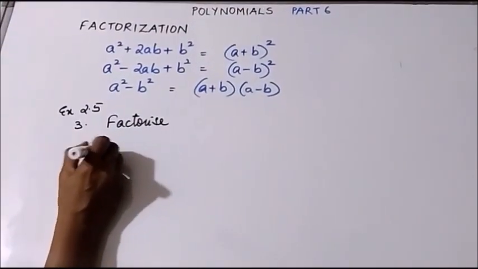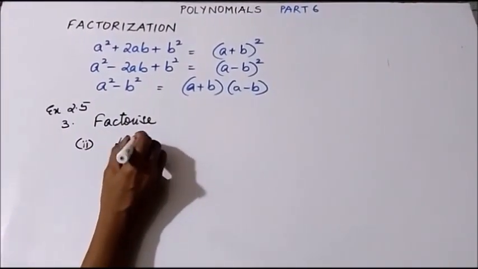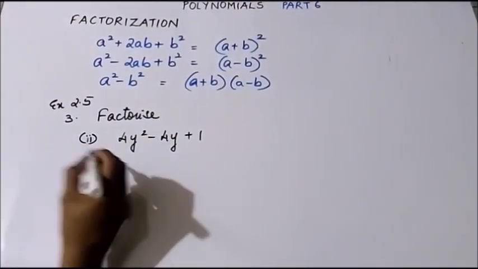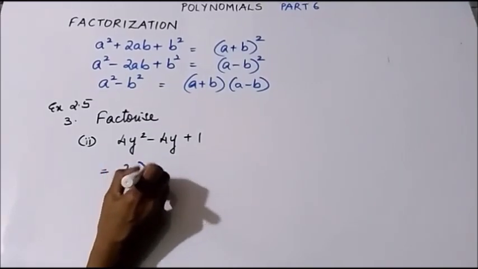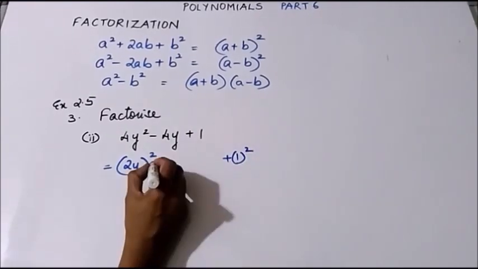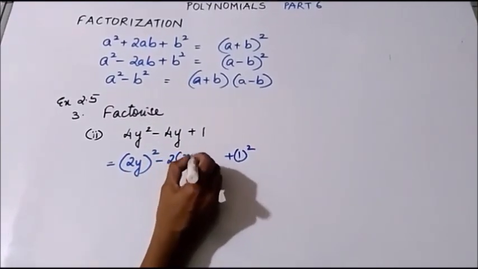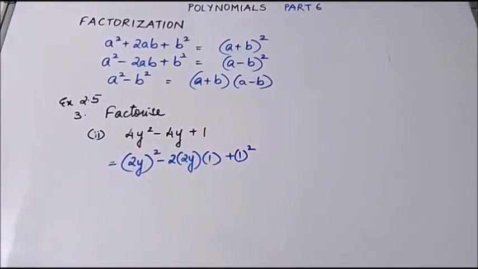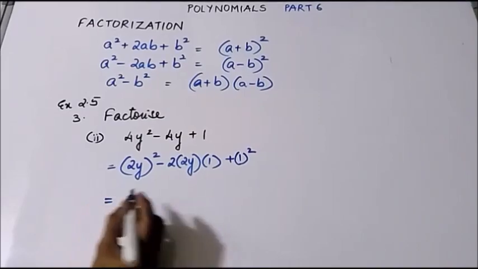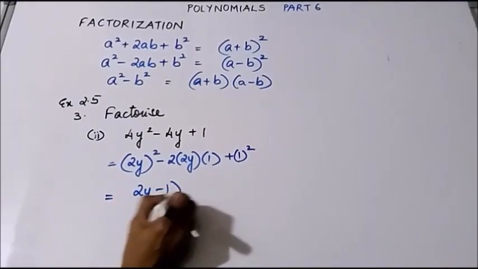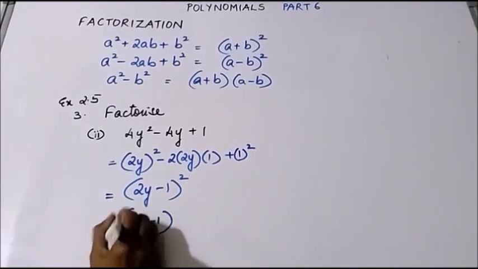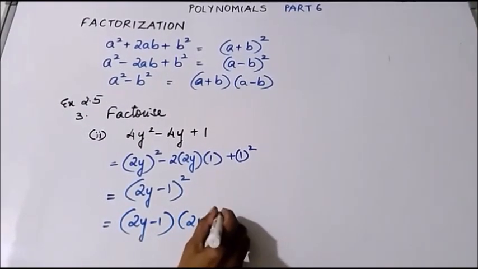Now the second one, that is 4y square minus 4y plus 1. Now this can be written as 2y the whole square plus 1 the whole square minus 2 into 2y into 1. Which identity will we use? The second one, that is a square plus b square minus 2ab. This will give us a minus b the whole square. This can be further written as 2y minus 1 into 2y minus 1.